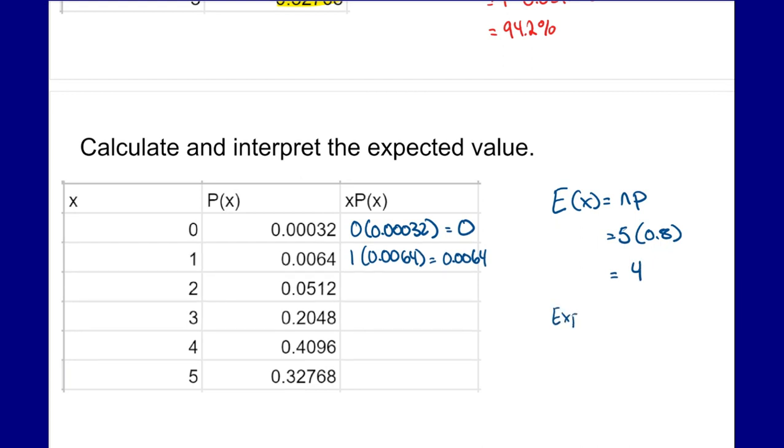So therefore, we expect to make 4 baskets out of 5. And if you were to go through and do this x times p(x) and add them all up, you would find that you get the same value. Just it's a lot easier now to use this formula rather than having to go through and do all those different calculations.